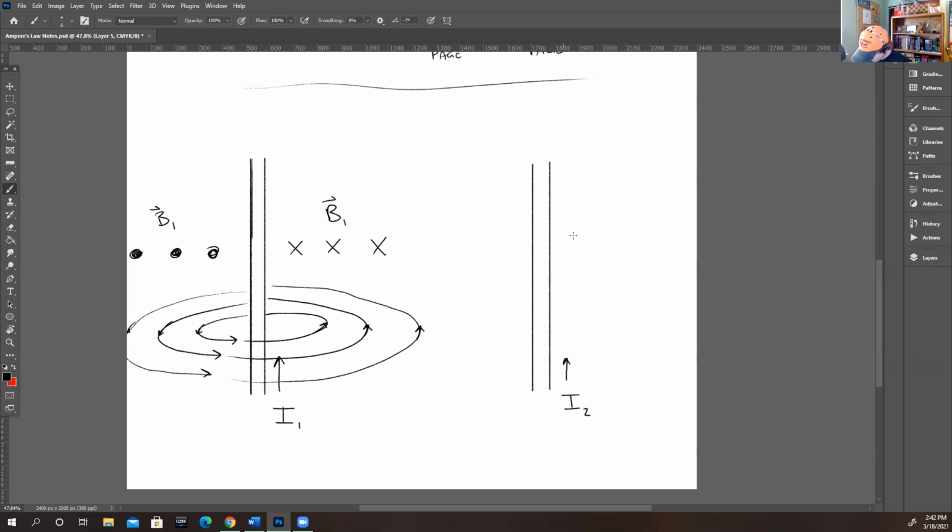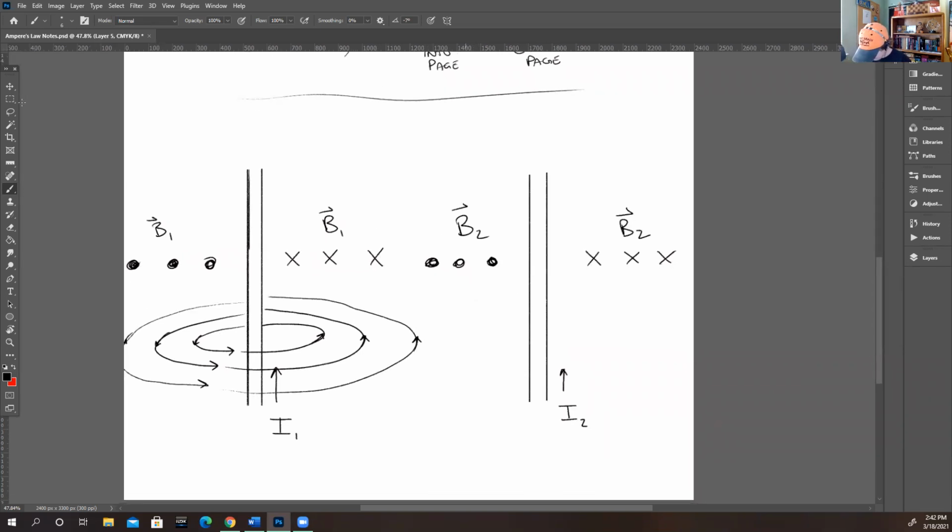Up here on the right side, it's flowing into the page. On the left side, it's flowing out of the page towards us. I'm going to label this as the magnetic field produced by current 2, so B2, like that. Okay, so just imagine these fields are expanding outwards.